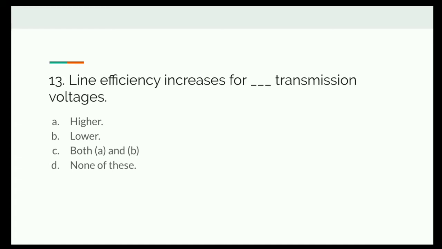Next question. Line efficiency increases for less transmission voltages. A, higher, B, lower, C, both A and B, D, none of these. And the correct answer is higher. Next question.